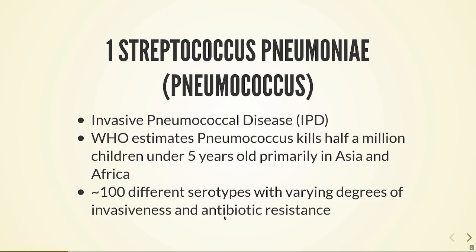The pneumococcus bacteria is encapsulated by a polysaccharide capsule. Based on these different types of capsules, it can be categorized into roughly 100 different so-called serotypes. They have varying degrees of invasiveness and antibiotic resistance.